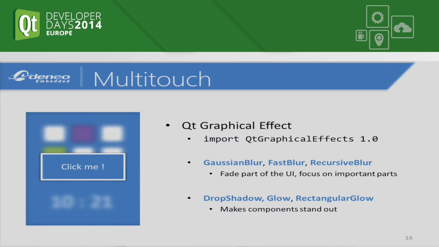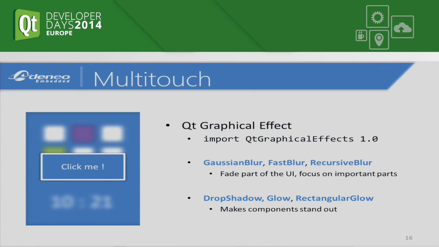And so to use this, for example, you will have to import Qt graphical effects. And you have a big list which is available. I do not show the complete list because there's a lot. If you look for that on the internet, you will quickly find it. On the blur side, you have the Gaussian blur, fast blur, recursive blur, etc. Fast blur is usually enough to be used. And it will simply let you fade one part of your user interface.